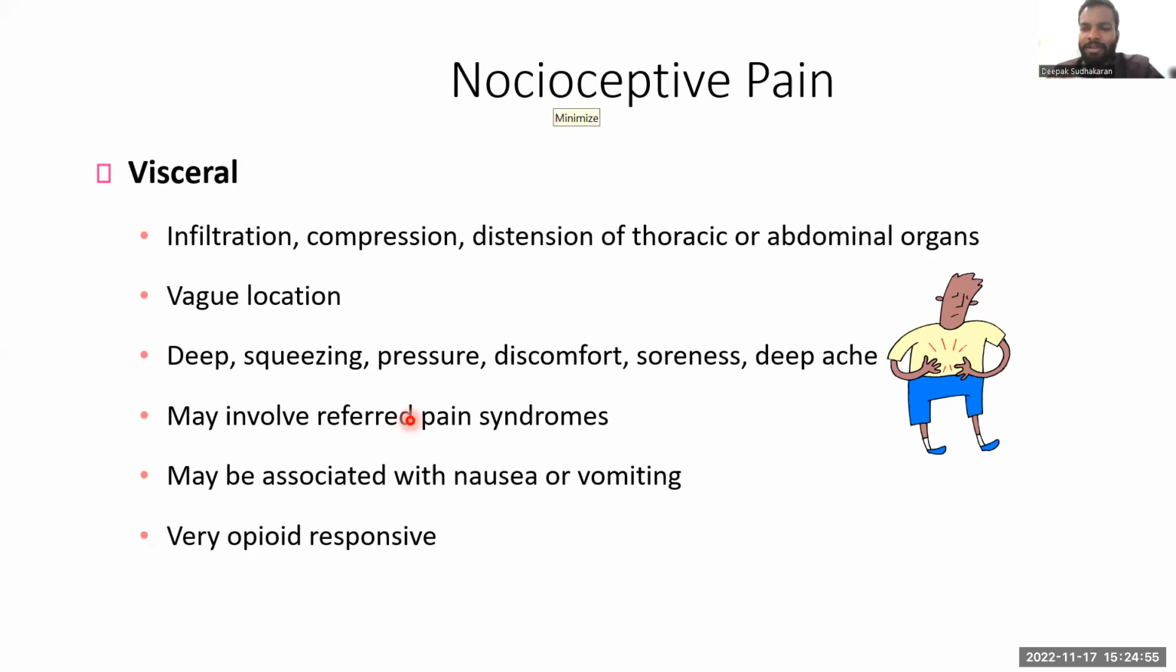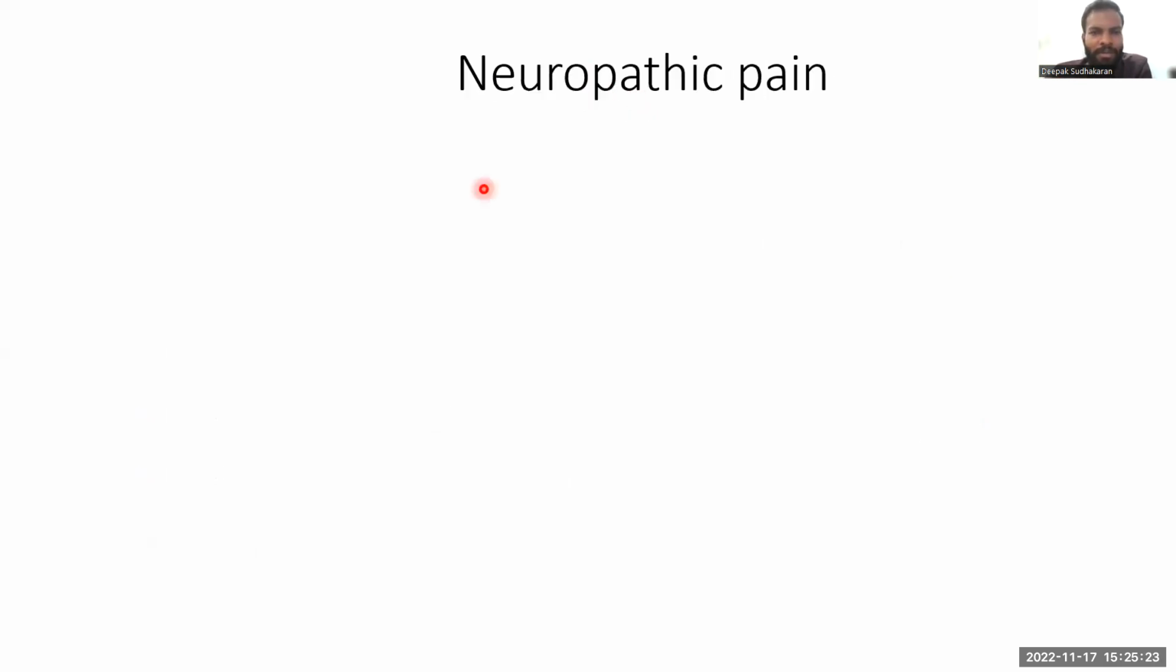Many times a doctor refers a patient to some other doctor, right? Just like that, the problem is between the abdomen and the thorax, and the pain is referred to the shoulder. So this is called referred pain syndromes. There are different kinds of referred pains. They may be associated with nausea or vomiting because the GI tract is involved. These kinds of pains are usually very opioid sensitive, that is, you can use opioids for their treatment.